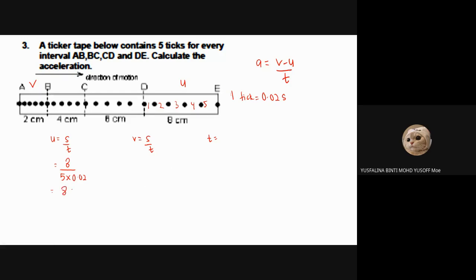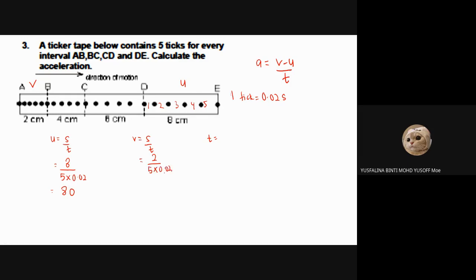For V, the displacement is 2. For the time taken here, you don't need to calculate anymore because they will give you equally. This one is 5 ticks, this one also 5, this one also 5, this one also 5. You have to divide it equally. So you don't need to calculate anymore, you just straight away take 5 times 0.02.